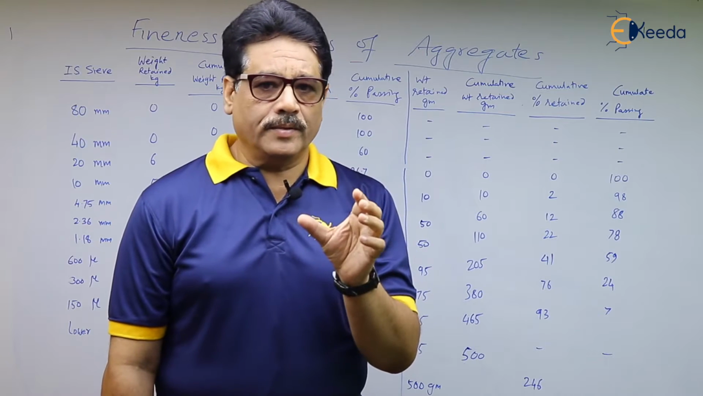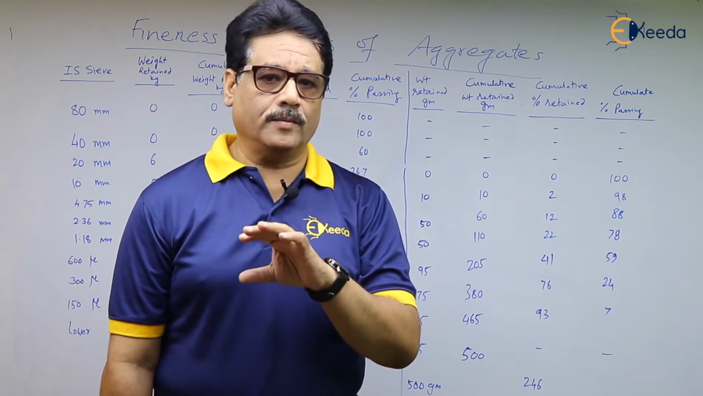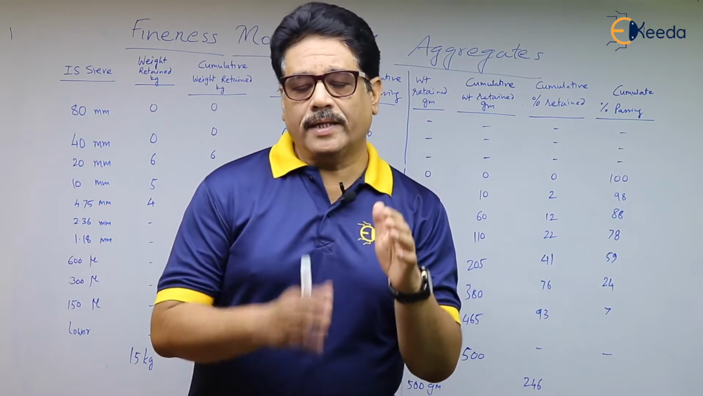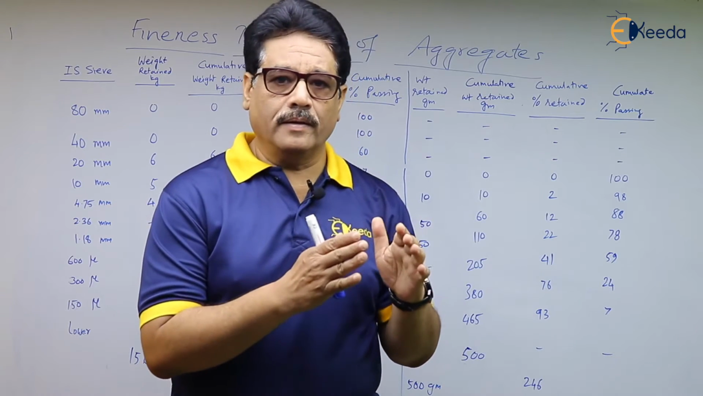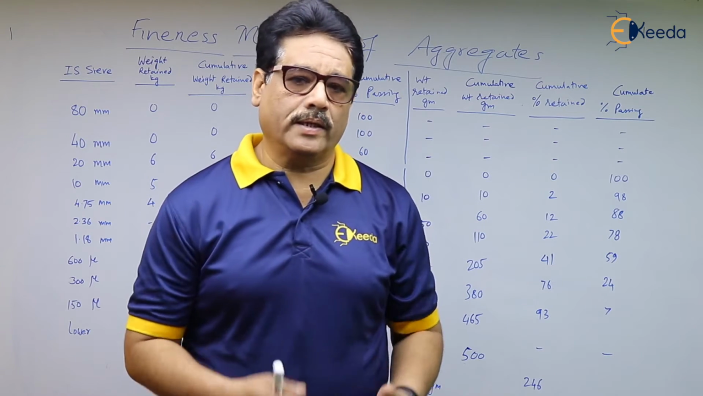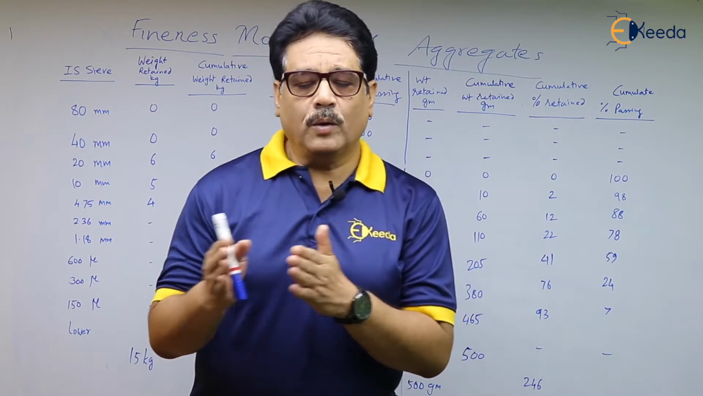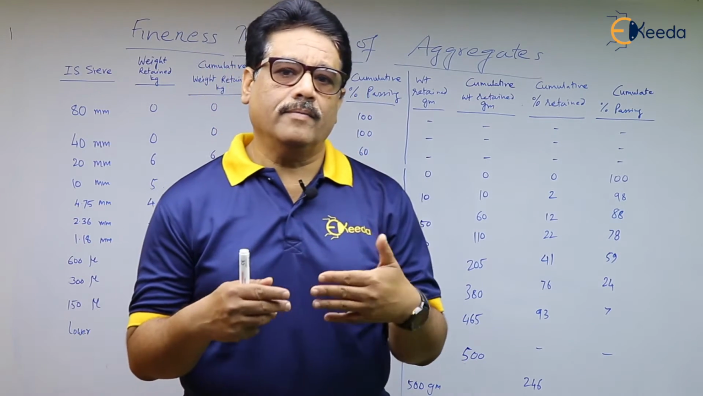The coarseness or fineness of the aggregates means the size of the aggregates. If it is bigger, then we say that it is a coarser aggregate. If it is smaller, then we say that it is a finer aggregate.